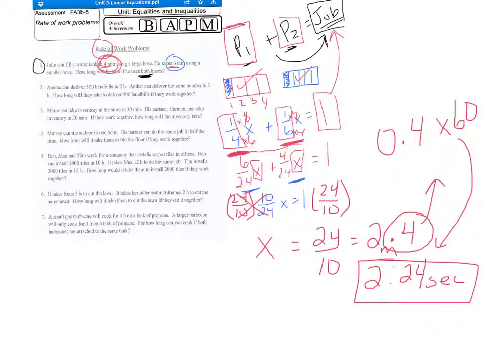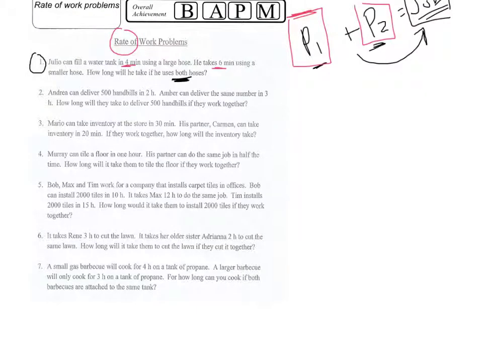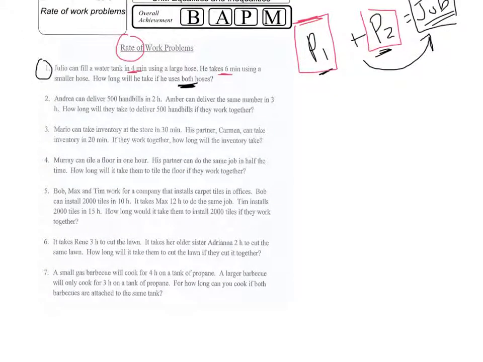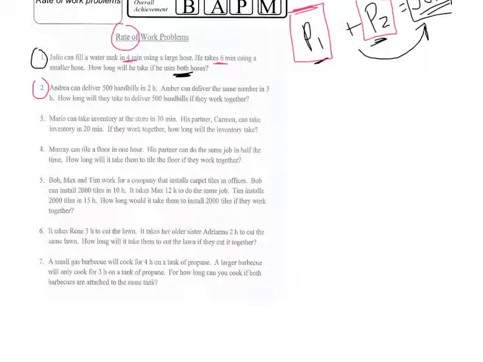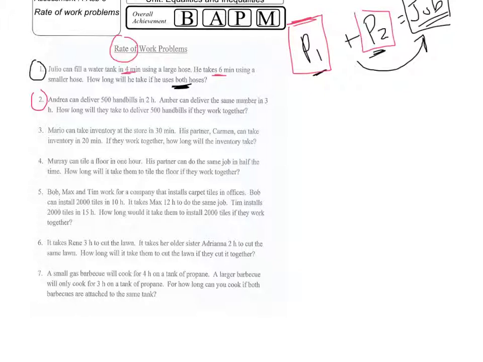We'll try another one and we'll see if that makes a little bit more sense. I'll clear all this first. So let's try number 2. Andrea can deliver 500 handbills in 2 hours. Amber can deliver the same amount in 3 hours. How long does it take for 500 handbills? Now again, the 500 handbills is extraneous. It doesn't really matter. The job is how much they're doing.